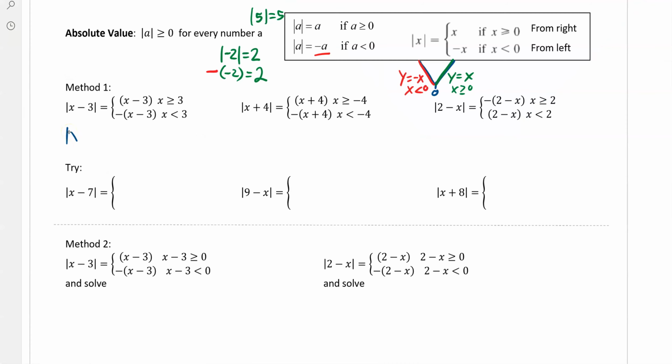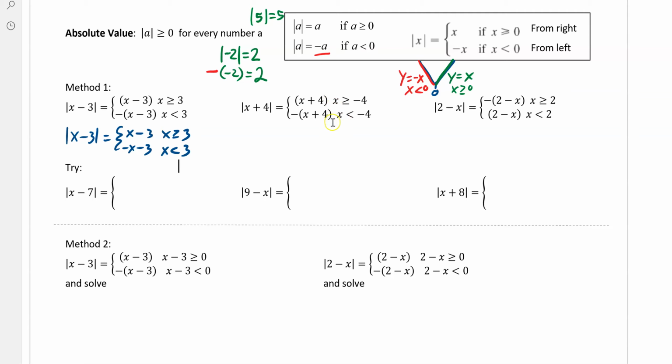So simplified, we get x minus 3 for x is greater than or equal to 3. And negative x minus 3 for x is less than 3. And so now that you've seen it, we just do the same thing. If you have x plus 4, it'd be x plus 4 for x is greater than -4. Where did I get that? Remember, it's shifted to the left 4. And we get negative x plus 4 for x is less than -4.